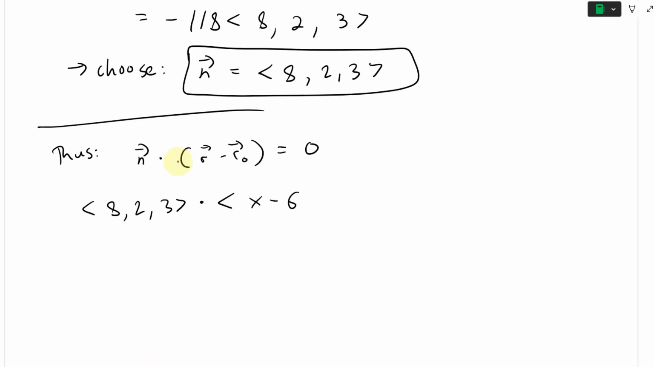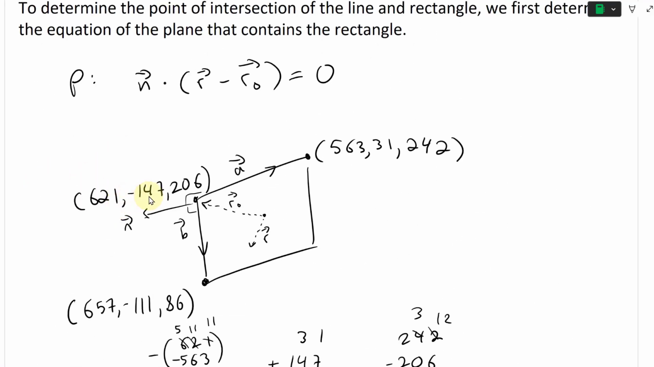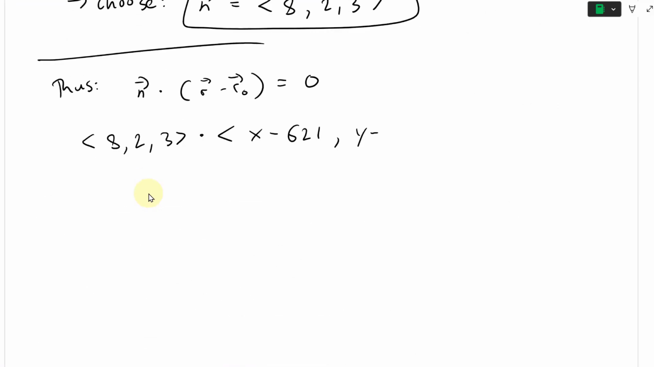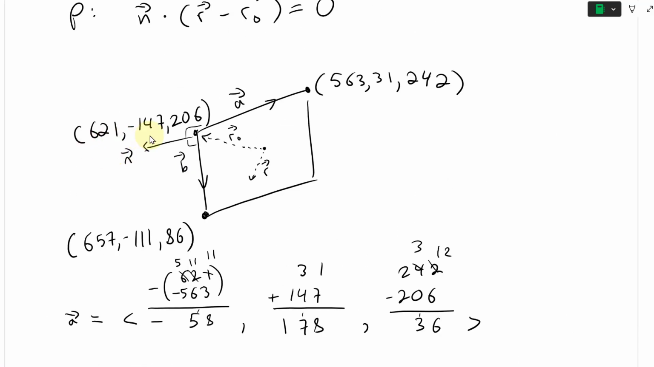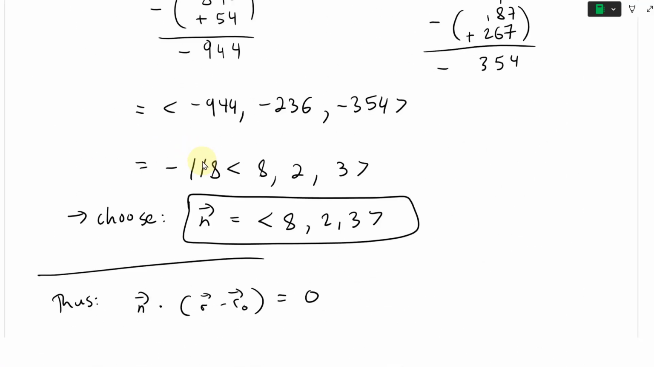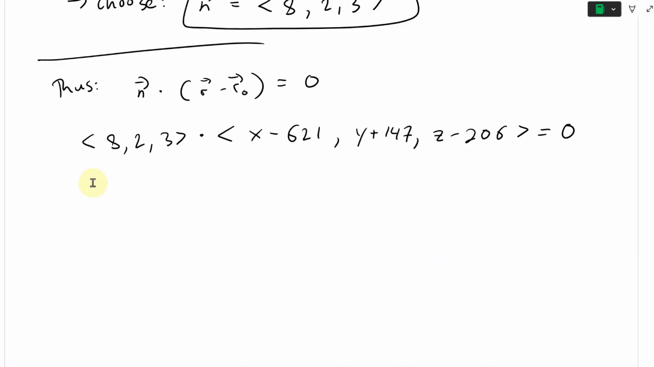So this is going to be 621, and then the next one is y minus, and then y minus 147, actually minus negative 147, so that's going to be plus 147, and then the last one is going to be z minus 206. This equals 0, and just to double check, 621, negative 147, 206. Yeah, 621, negative 147, and 206, and then multiply these inside.